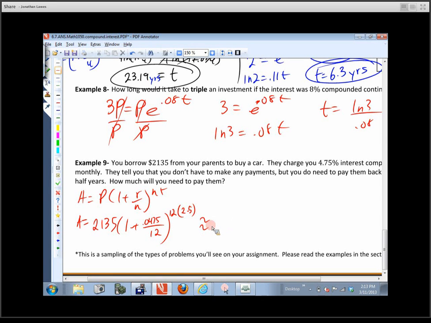roughly, how much do you have to pay your parents back? 2403. That's not bad. That's only a couple hundred in interest. Okay. For a high school student, that's a lot.